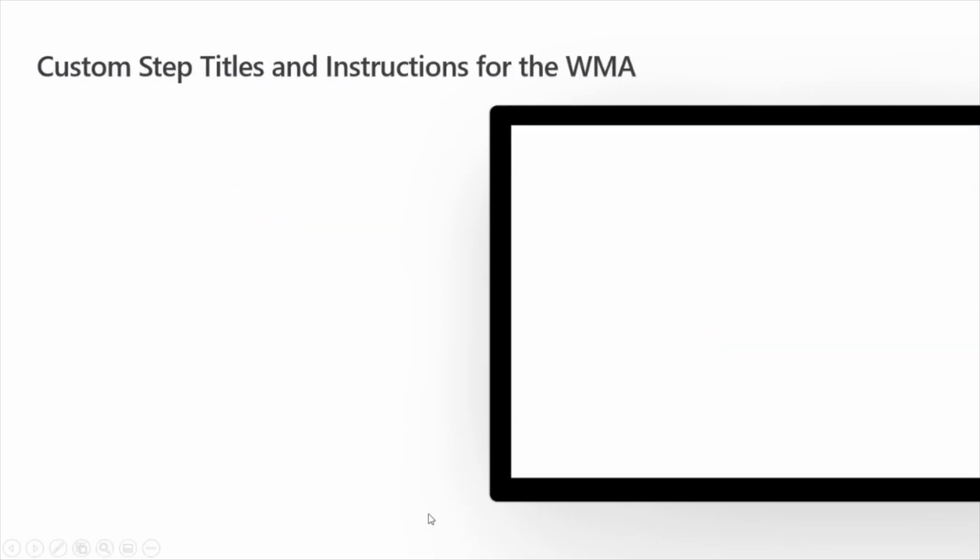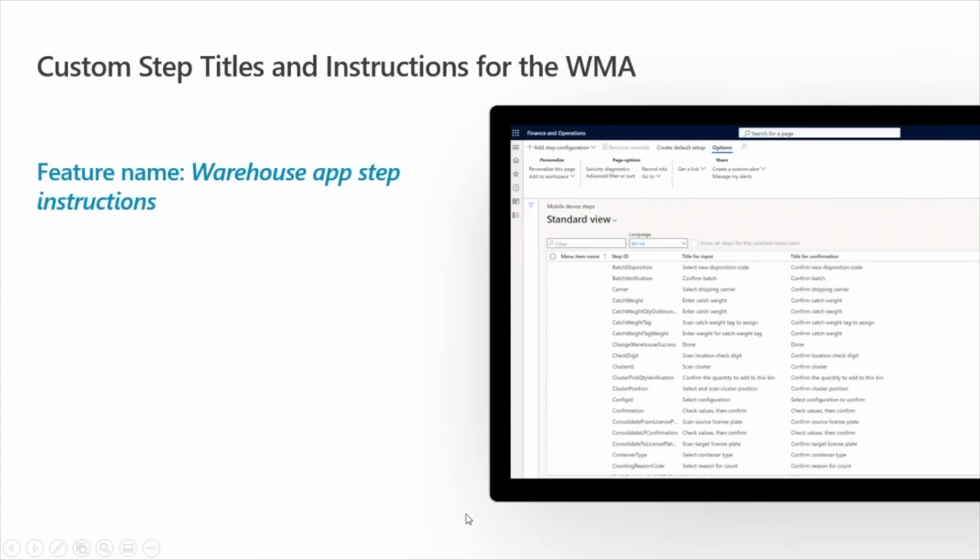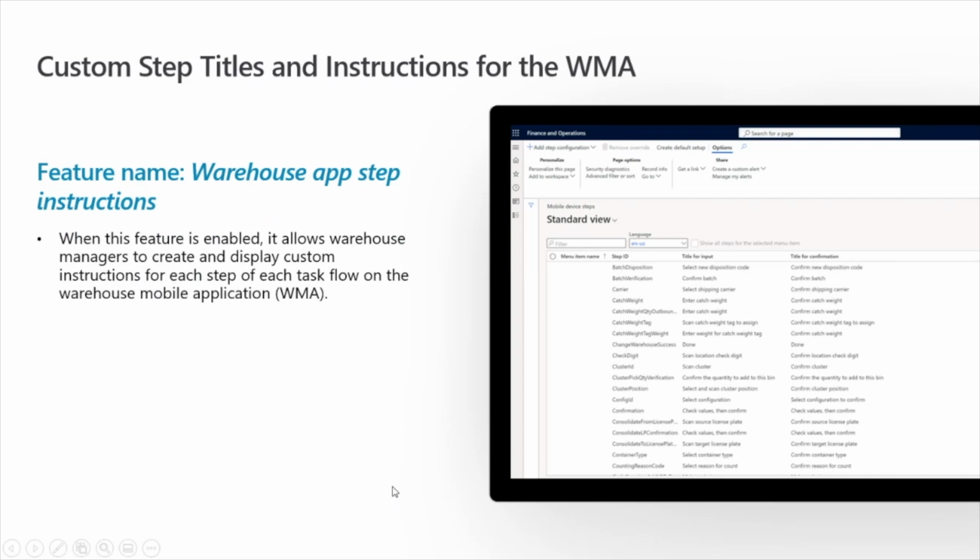All right, another Warehouse mobile application feature. This one is called custom step titles and instructions for the Warehouse mobile app. The feature name, if you're looking in feature management, is Warehouse app step instructions. When you enable it, it's going to allow your warehouse manager, or really whoever's configuring the mobile device menu items and menus, to create custom display instructions for essentially every step of the workflow.